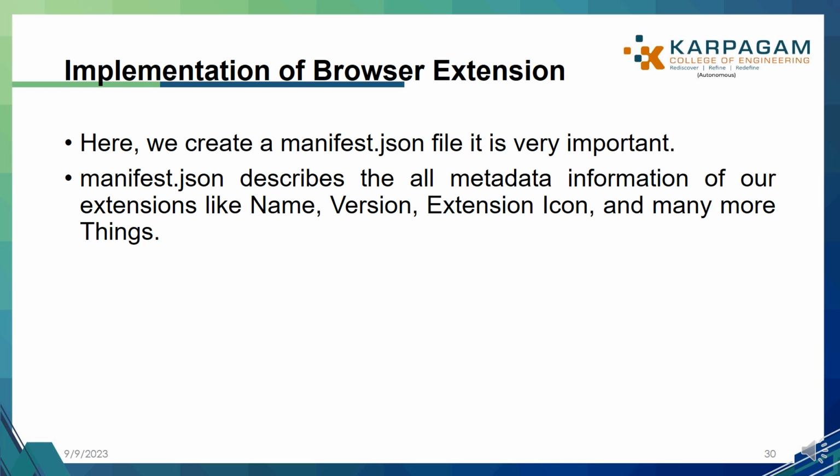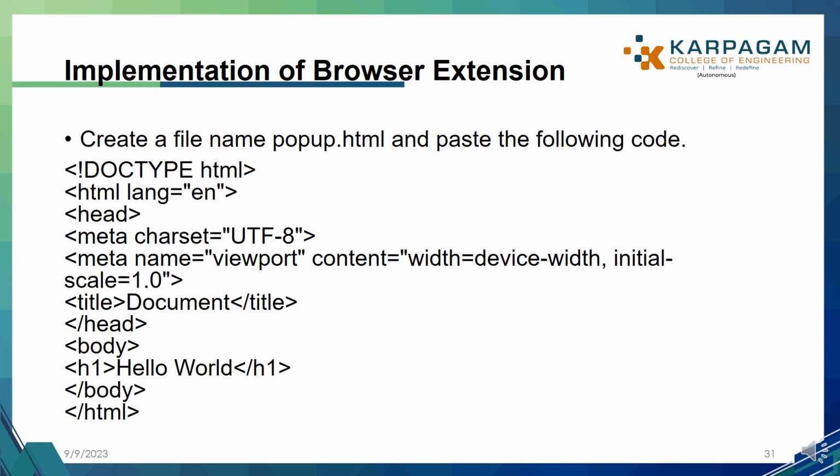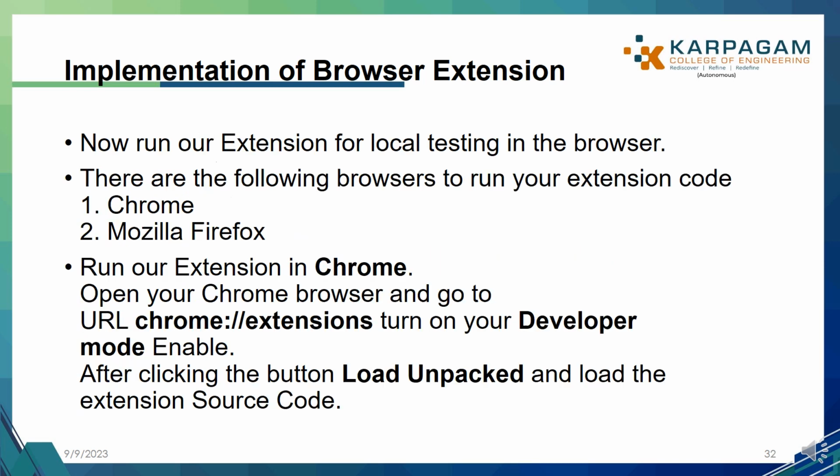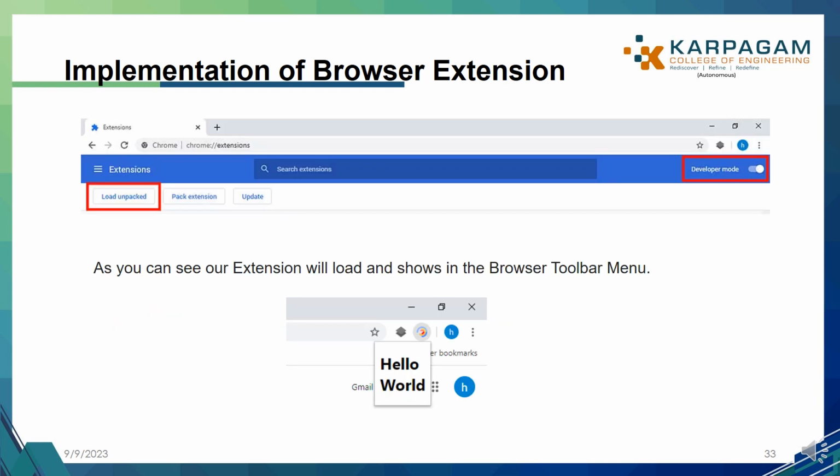After creating the manifest file, we need to create a popup.html which contains simple text called hello world, which will be saved in HTML format. Then that's it. Just open a Chrome browser or Mozilla Firefox browser. Here I just used a Chrome browser. Just type chrome://extensions in the URL and enable developer mode. We will have one button called load unpacked in the browser extension there.